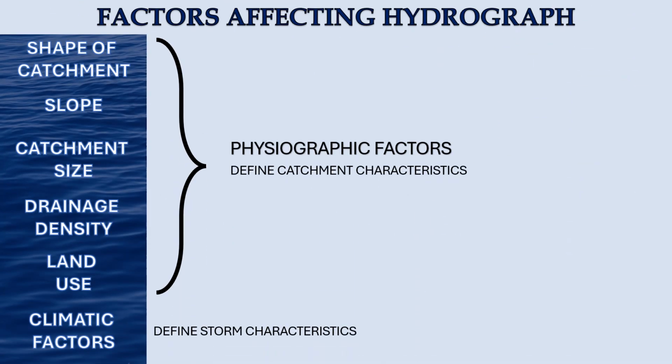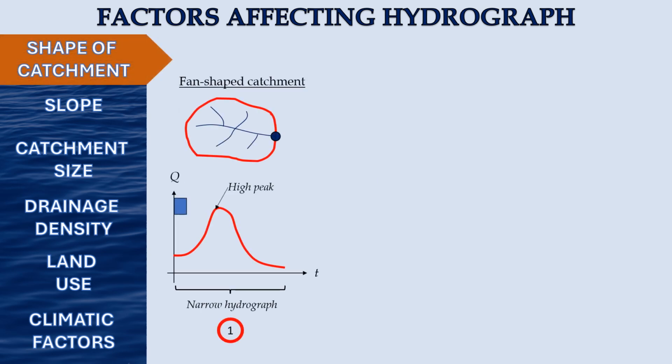Factors affecting a runoff hydrograph can be broadly categorized into physiographic and climatic factors. Physiographic factors are those defining the characteristics of the catchment, while climatic factors shape the storm characteristics. Among the physiographic factors, the shape of the catchment affects how long it takes for water from the furthermost point to reach the outlet. A fan-shaped catchment often produces a narrow hydrograph with high peak. The curve is skewed to the left, meaning it is fairly easy for runoff to flow through.